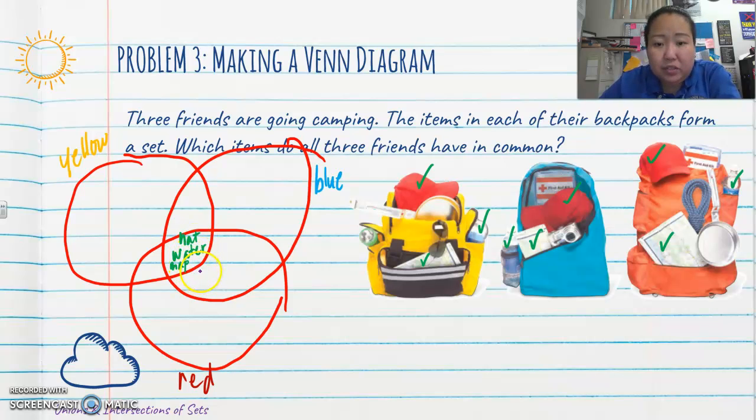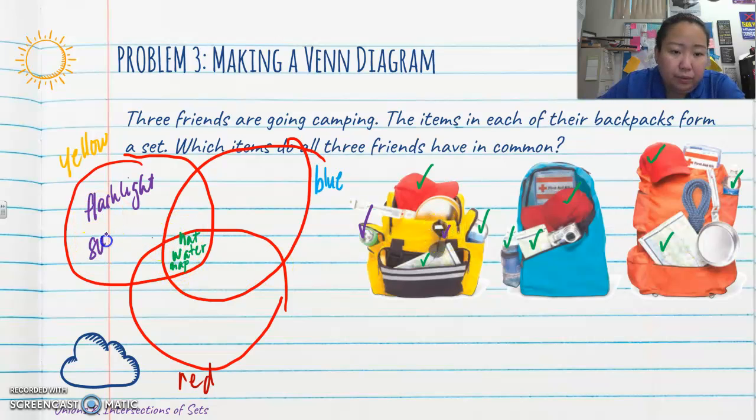Now, what else can you see in the yellow bag? The yellow bag has a flashlight. And what else do we have in there? The flashlight is there, and then you have sunglasses. So nothing is common between yellow and blue except for these three. This area is no more.